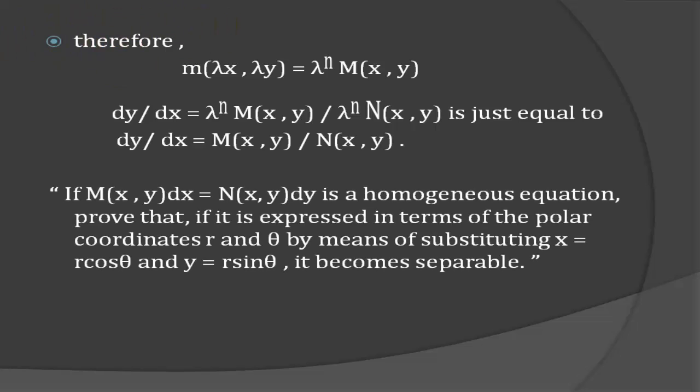Now let's take an example. If M(x,y) dx equals N(x,y) dy is a homogeneous equation, prove that if it is expressed in terms of polar coordinates r and theta by means of substituting x equals r cosine theta and y equals r sine theta, it becomes a separable equation. Alright. Now let's solve this problem.